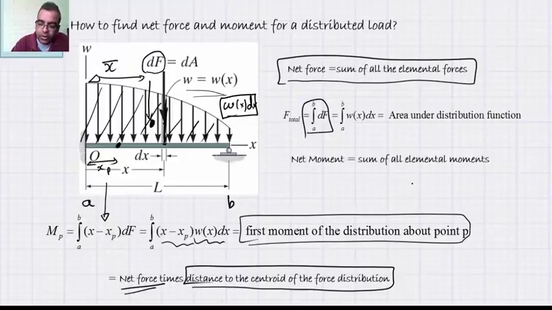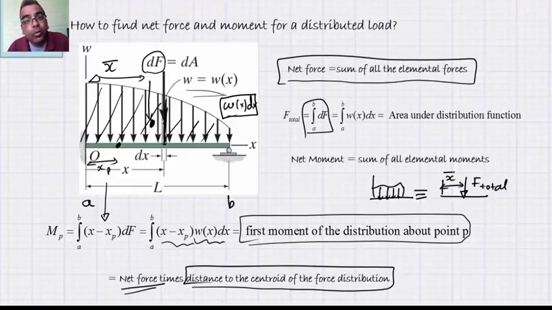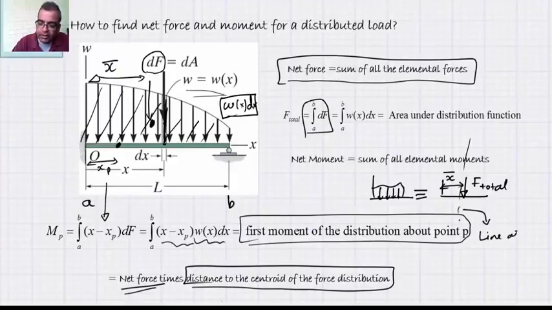So what we are going to do is we are going to take a distributed force like that and replace it with an equivalent concentrated load F total acting at the centroid. Where the equivalent load acts is called the line of action, and you obtain that by calculating the centroid.